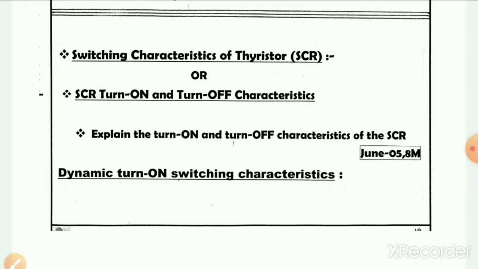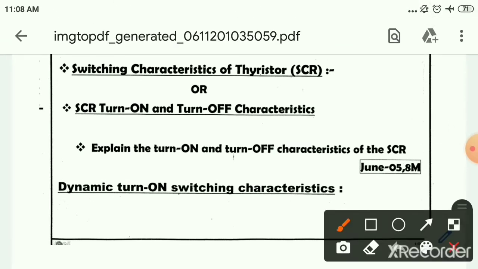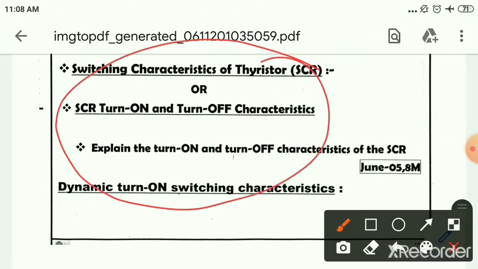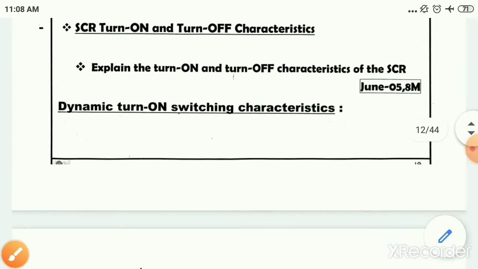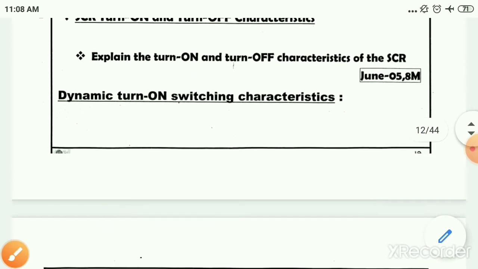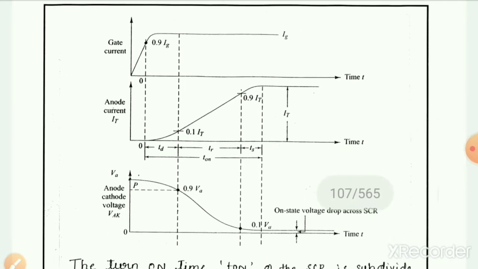As we already discussed in the previous videos on BJT and MOSFET switching characteristics, the switching characteristics of this SCR also remain the same. Switching characteristics is nothing but how your SCR or silicon controlled rectifier behaves during its turn on and turn off process.